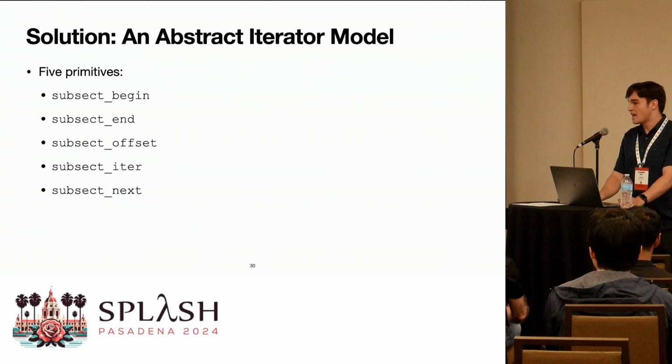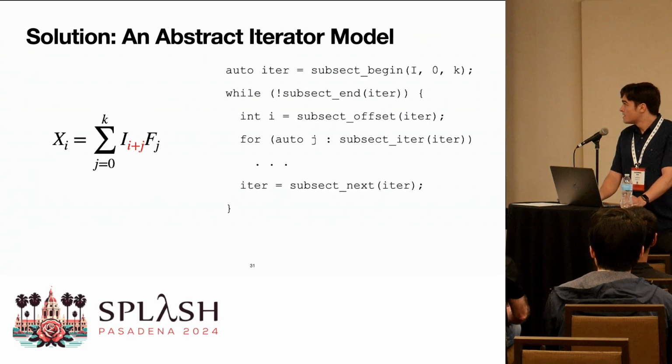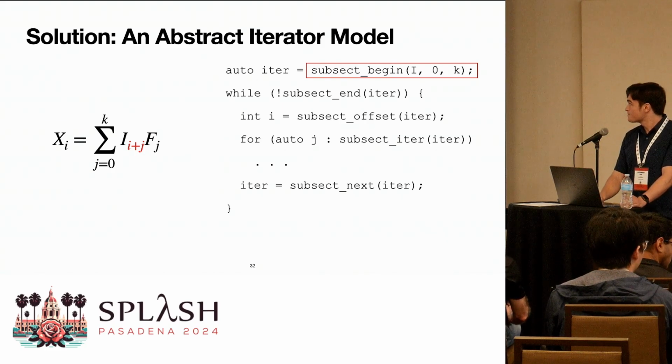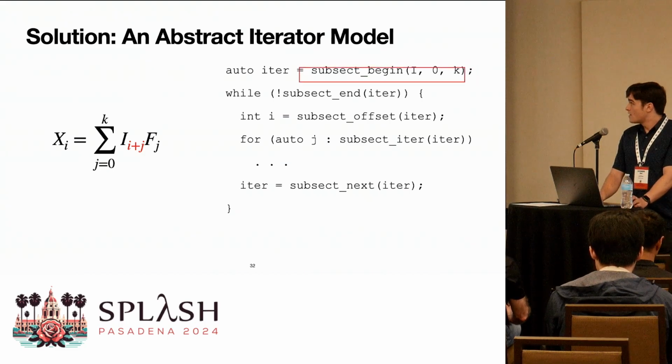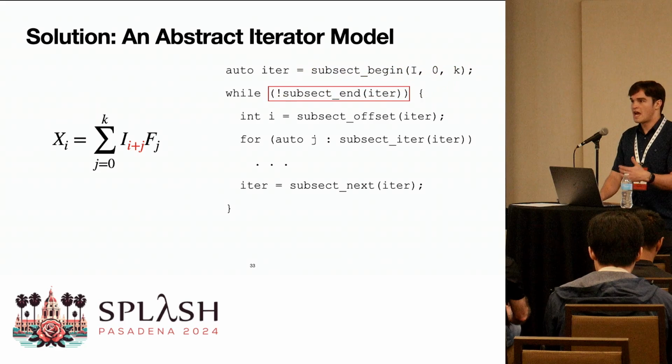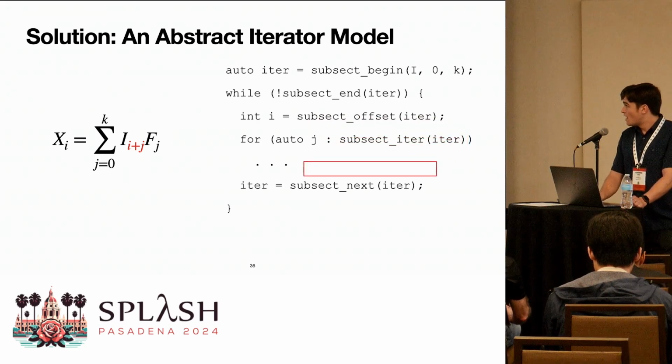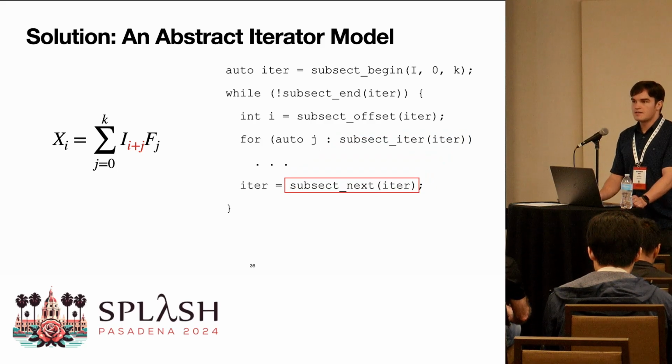And I'll show you first how we use this in the 1D example, and then I'll show you how these are actually implemented. So in the 1D example, we first start by finding the first non-empty subsection. Not the first non-zero, but the first non-empty subsection of size k. And then we have a loop that iterates as long as we have more subsections to iterate over. We can compute I via this subsect offset primitive, and then we can iterate over j using the subsect iterator primitive. And then at the end of this loop, we would both write to the output and step the iterator forward.